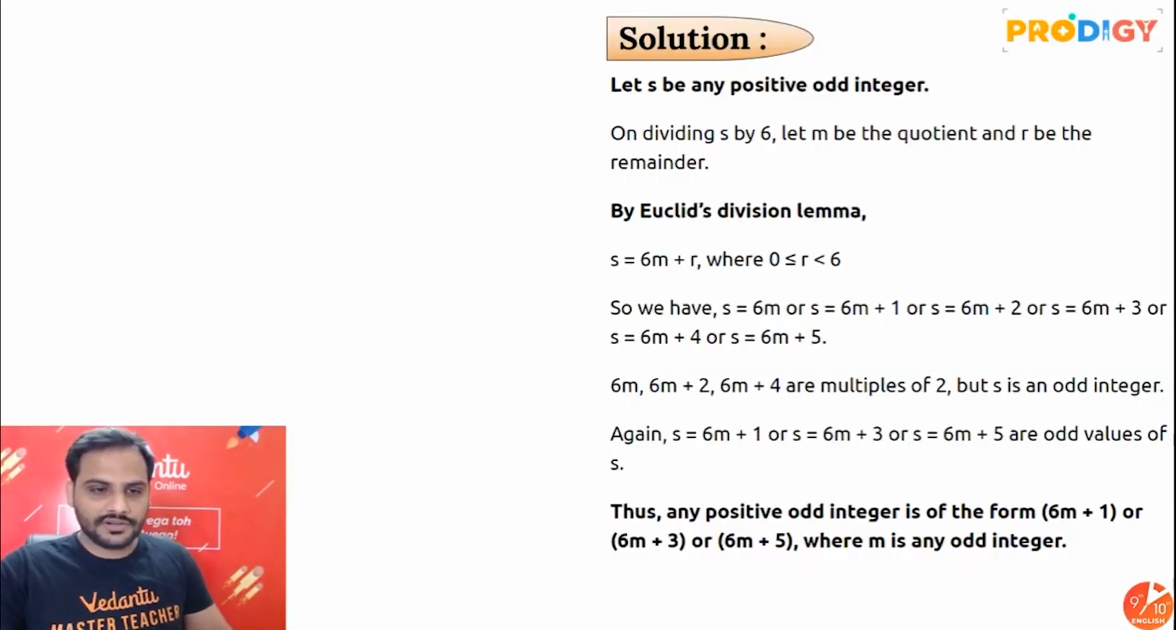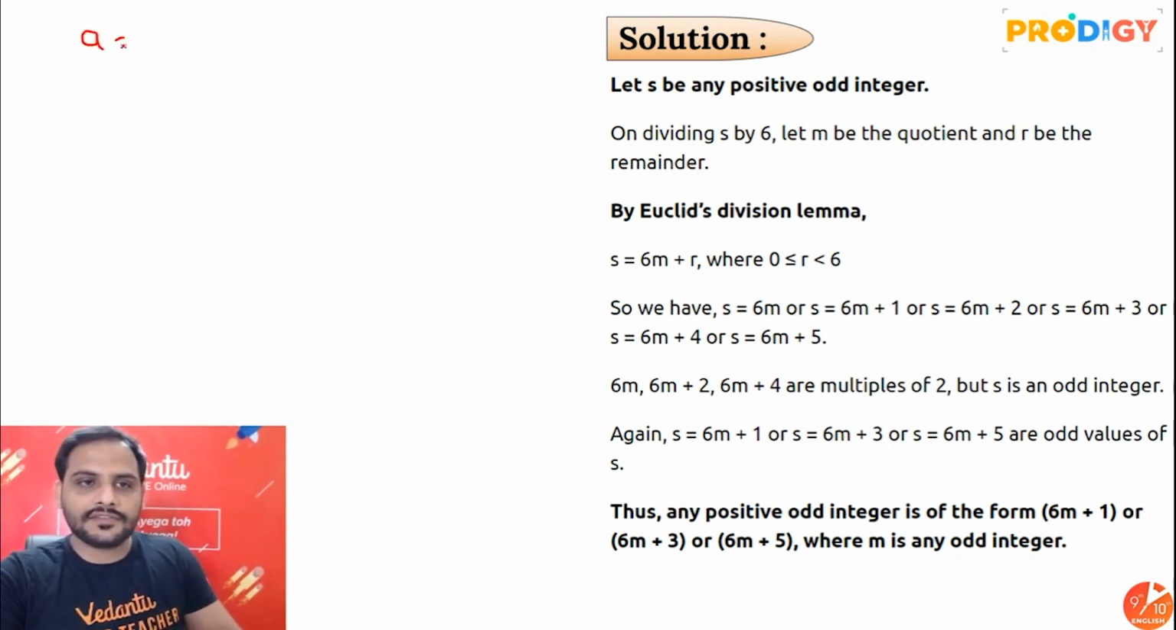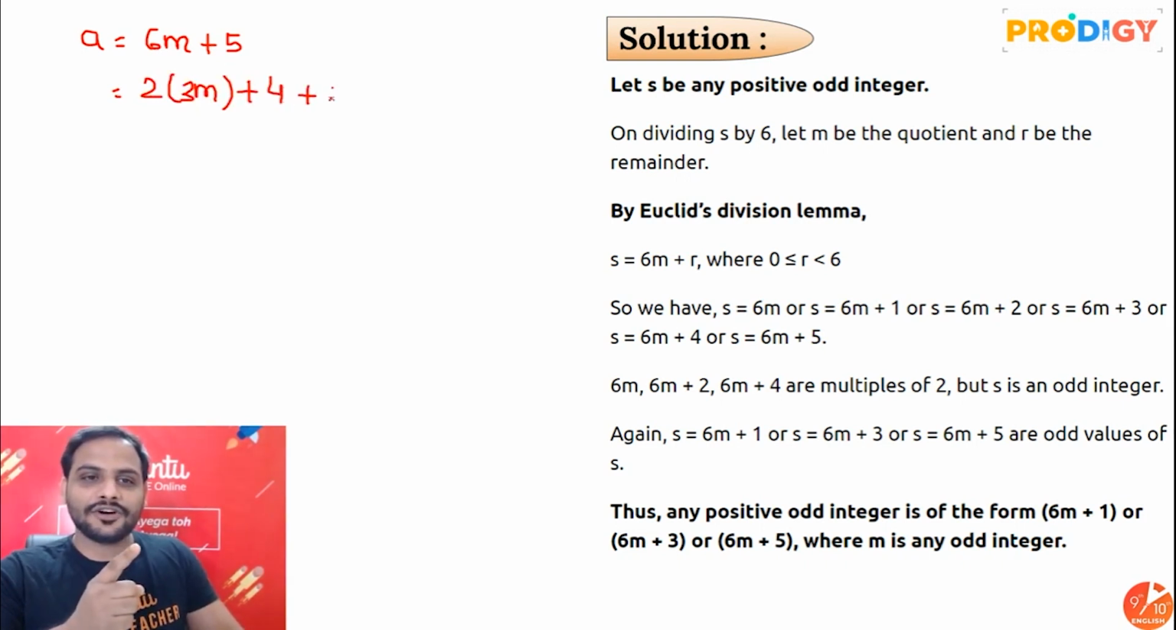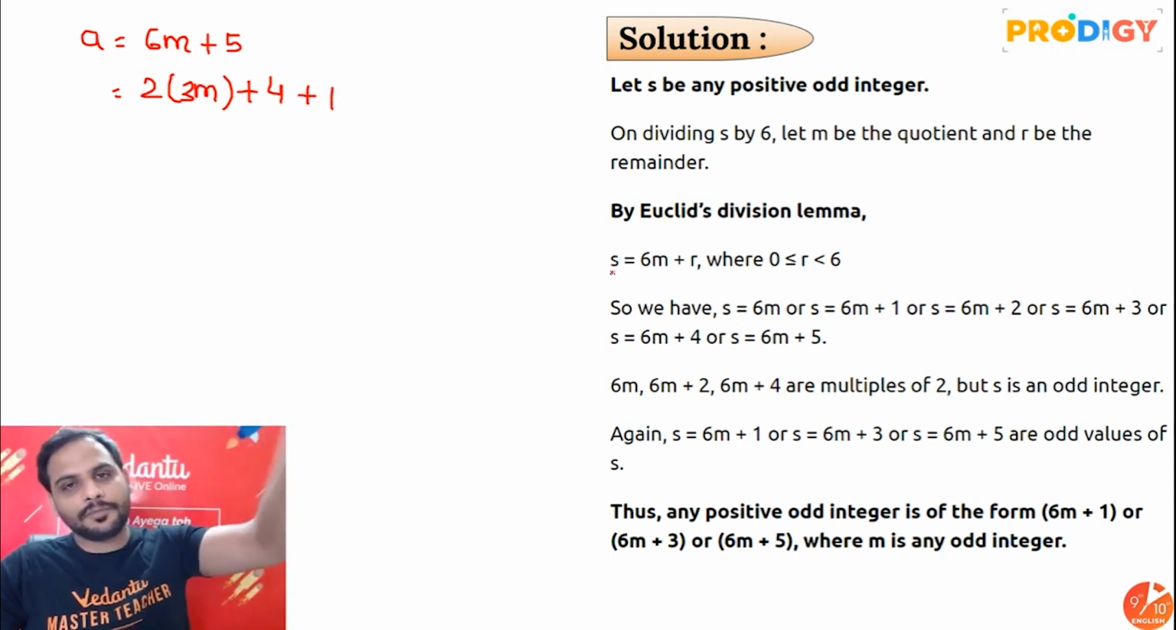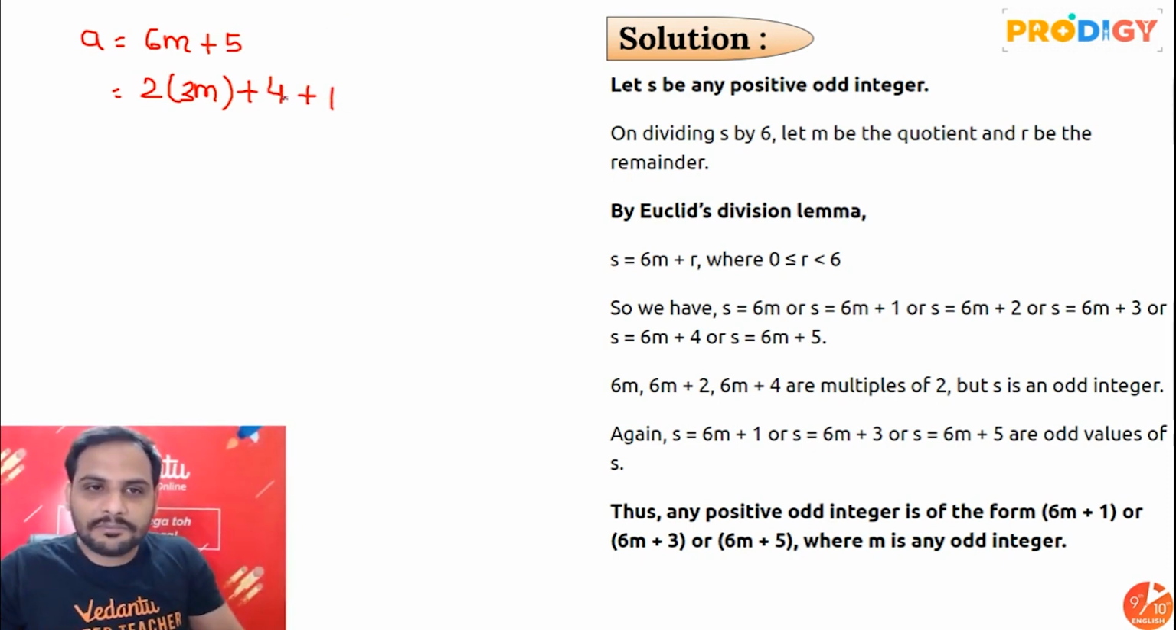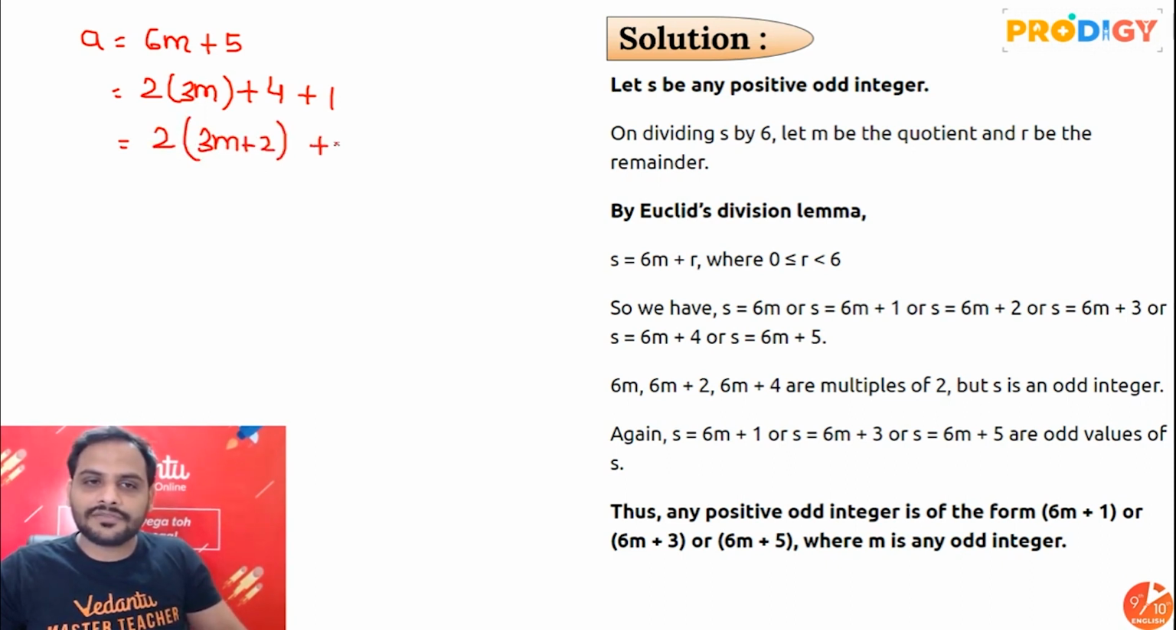Okay, so let me show it over here. If a is equal to 6m plus 5, write 6m as 2 into 3m, and 5 I can write as 4 plus 1. It is nothing but the previous one plus 1. Previous 6m plus 4 plus 1 is 6m plus 5. So 6m plus 4 plus 1. Now 6m plus 4 I know is an even number. If I take 2 common, 3m plus 2, and this plus 1 is outside.